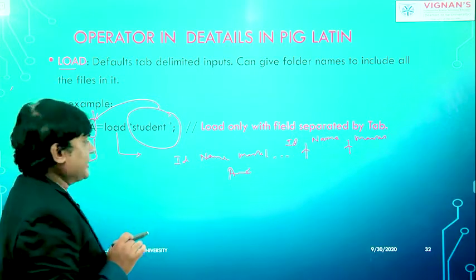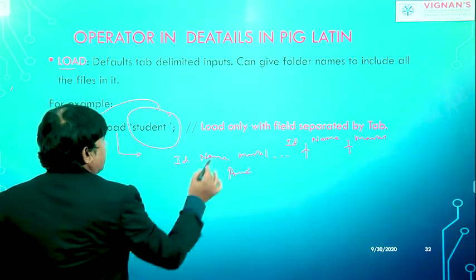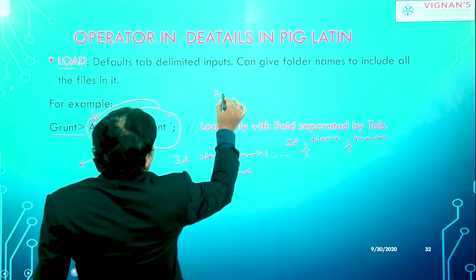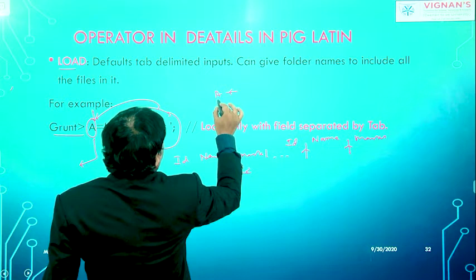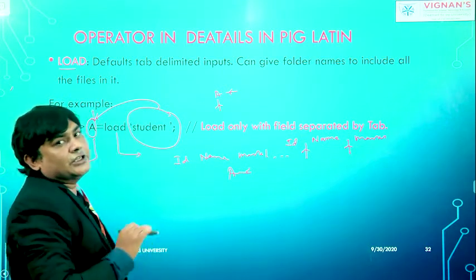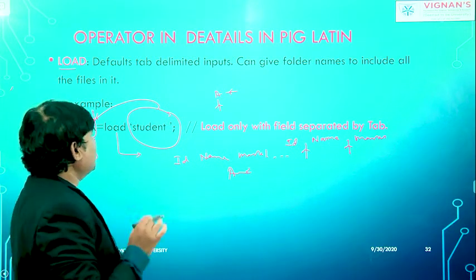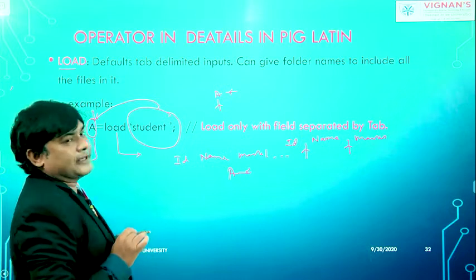Now what we are doing is loading this file into a relation called A. So in this relation we now have the data of the students. If you want to load this data, what do we have to use?